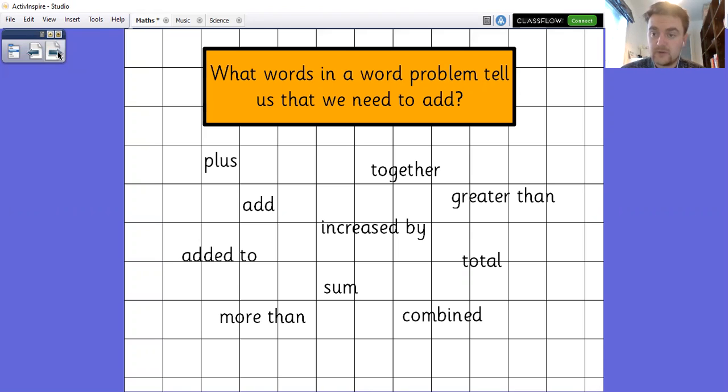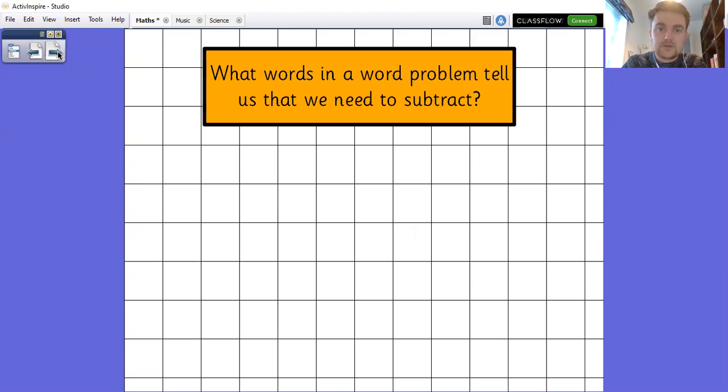Now, there will be other words depending on the context. In one of the questions that we look at later, the word makes appears, which obviously means that we have to add because you're adding things, you're creating things when you make something. But these words are all good clues that we are having to add. And let's have a look for subtraction as well. So pause the video again. What words in a word problem tell us that we need to subtract?